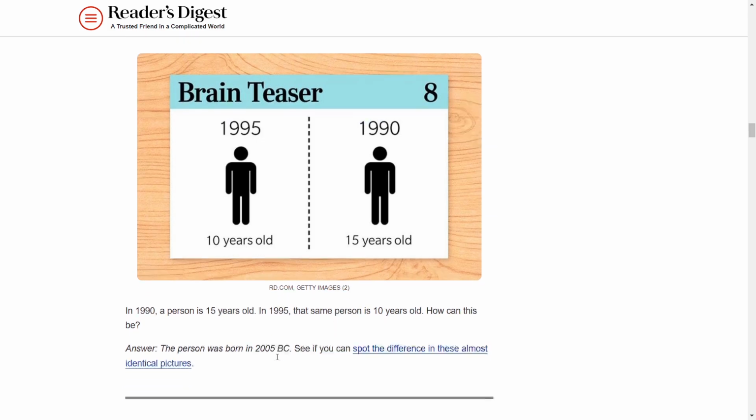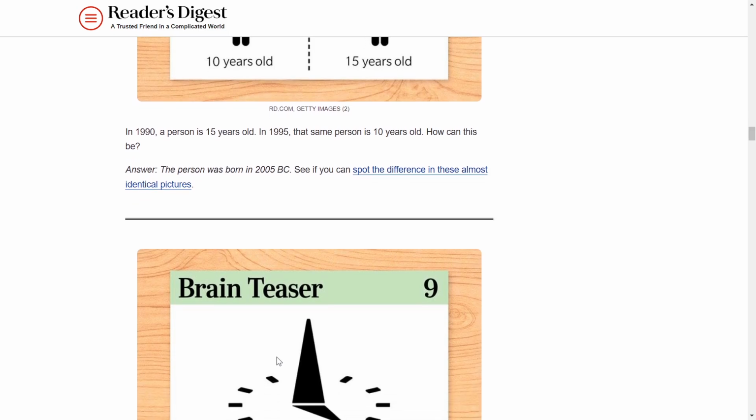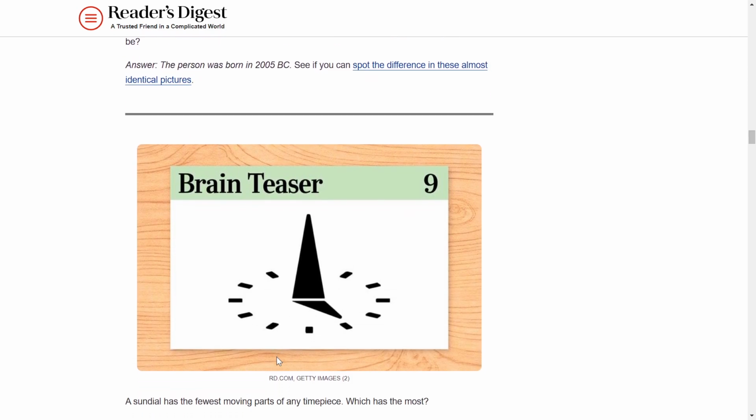Come on, we need to do one more. We need to try to end it on something that I can actually answer. A sundial has the fewest moving parts of any timepiece, which has the most? A clock watch has a lot of moving parts, which is clocks and anything else. The planetary system is a timepiece which has basically 10 moving parts, with the sun also moving and the galaxy moving. So basically the entire universe is a clock which moves and thus creates time.